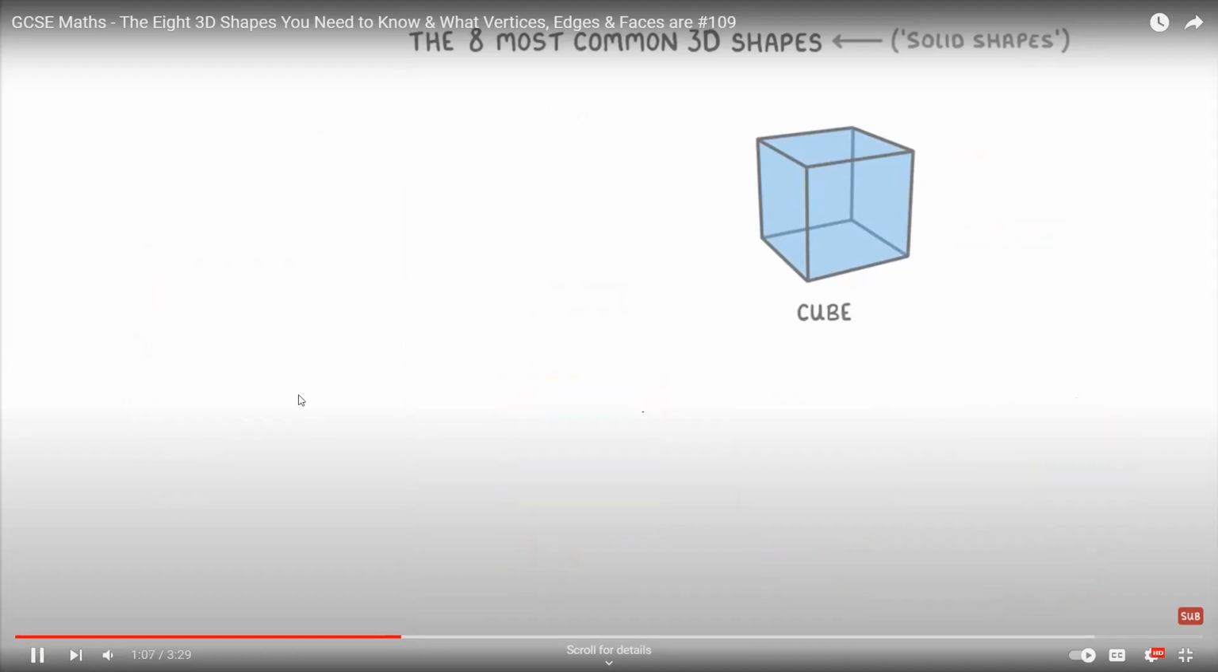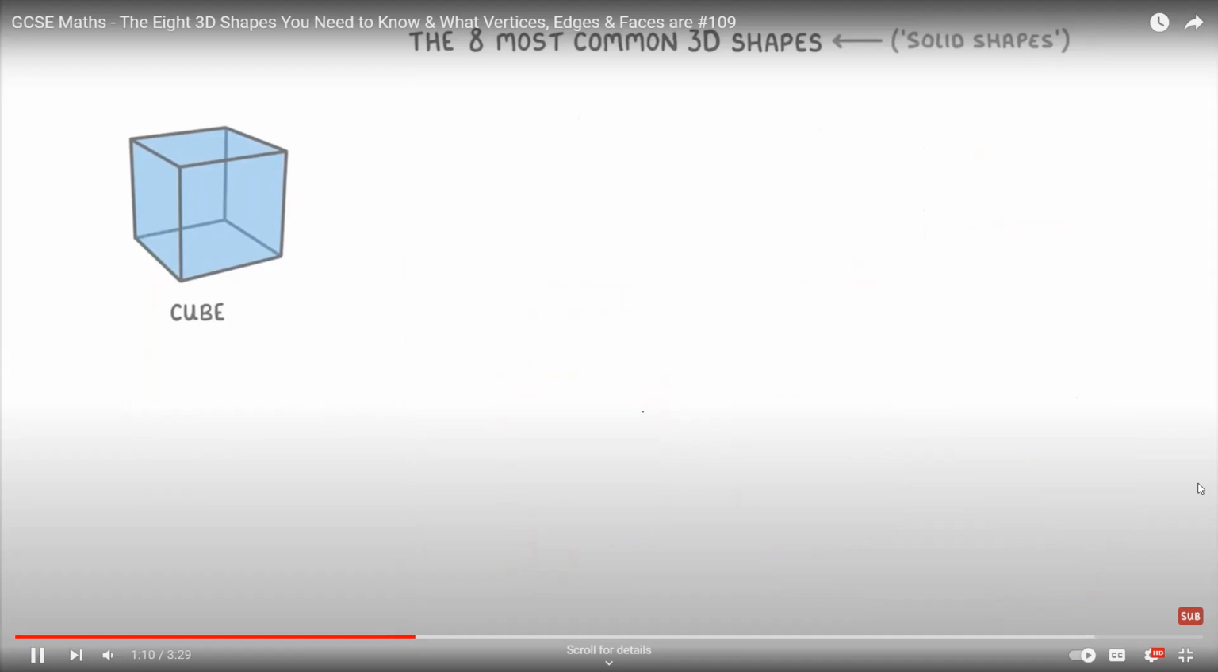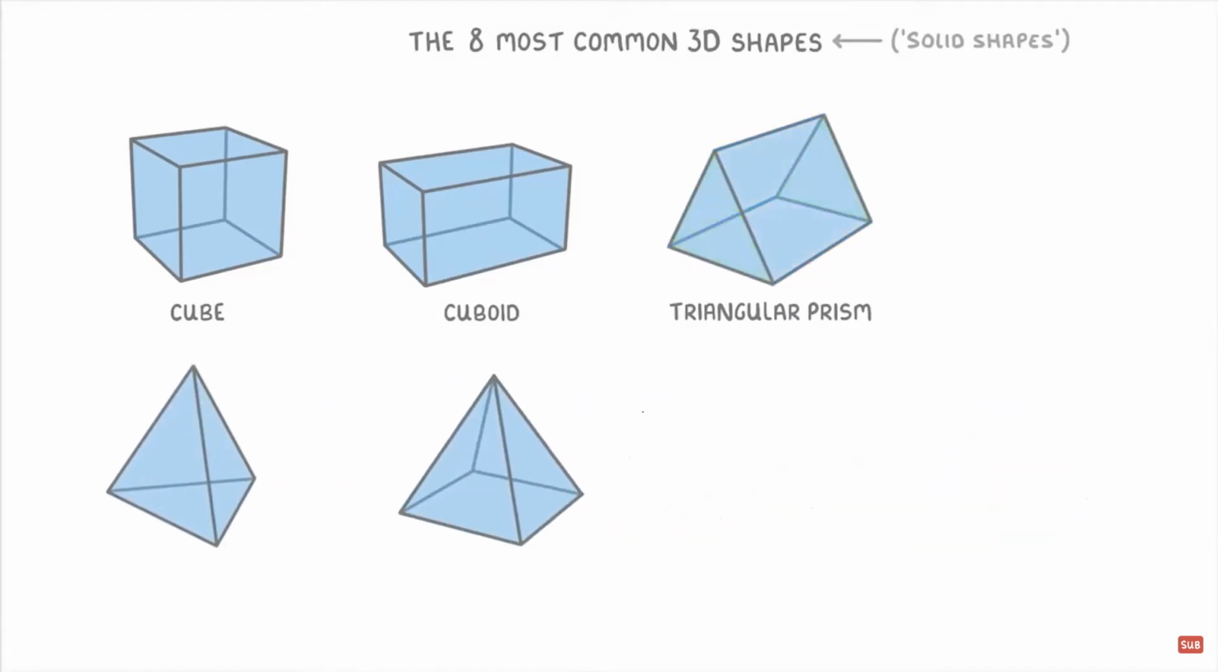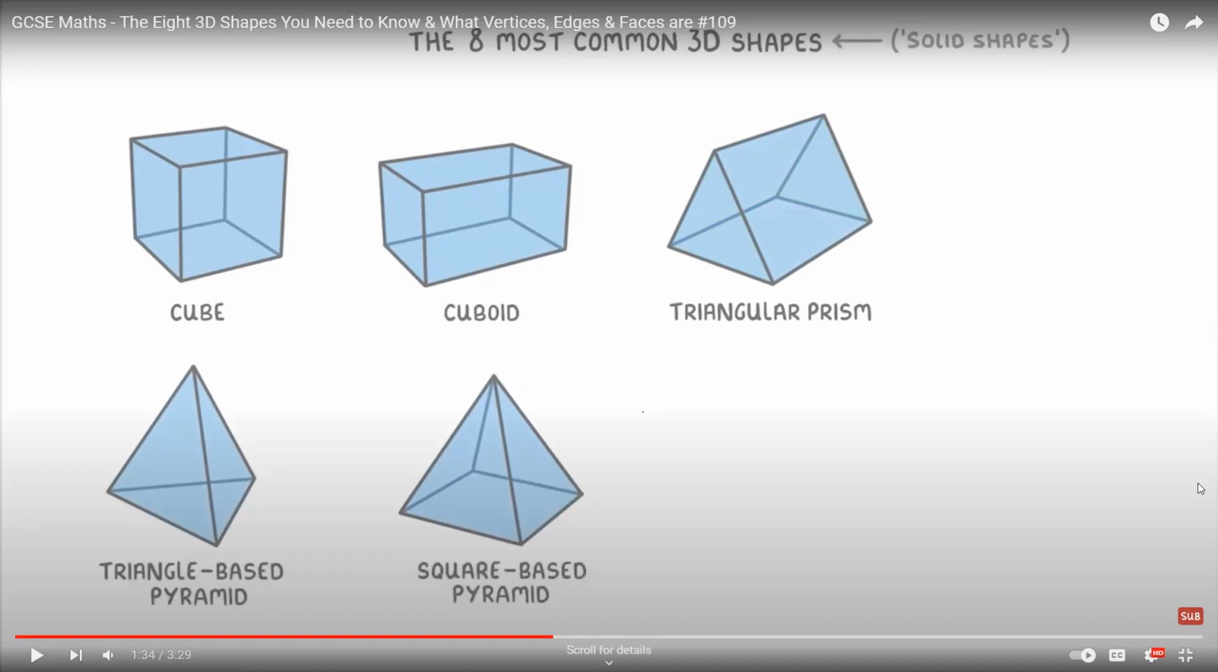If we move the cube over, the other 3D shapes that you need to know are the cuboid, which is like a cube, but has been stretched out because it can have rectangular faces rather than all square faces. The triangular prism, which has triangles at either end, connected together by 3 edges. And then the 2 types of pyramid, which are the triangle-based pyramid and the square-based pyramid. So hopefully everyone feels pretty good on these.